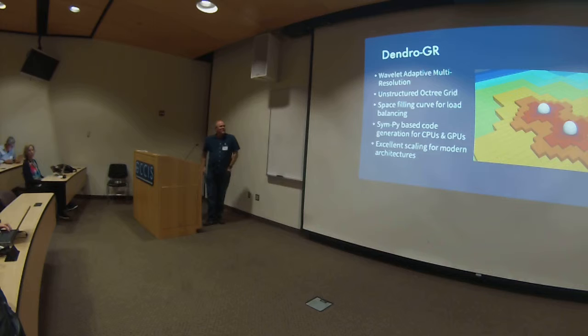So we have been working on this new Dendro DR code that has a few features that I'd like to highlight. It uses a very low-cost wavelet adaptive multi-resolution. I'll talk to you a little bit more about that. The Dendro code is an unstructured octree code. It uses a space-filling curve for load balancing. We generate the right-hand side code using a code based on SymPy that can adapt the right-hand sides for different architectures. And then I'll show you some of our initial results.